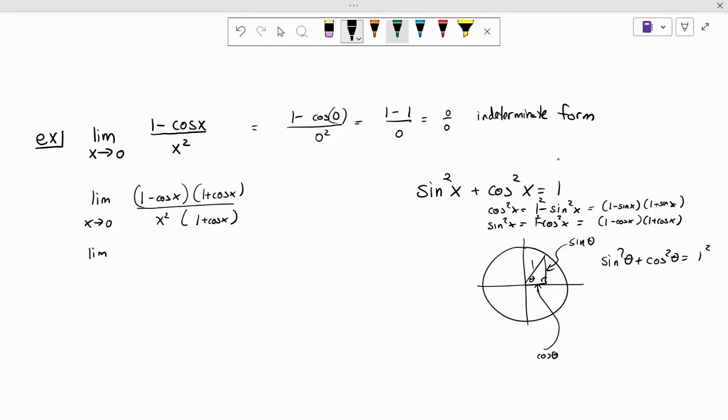Multiplying the factors in the numerator, you get a 1 minus cosine squared.